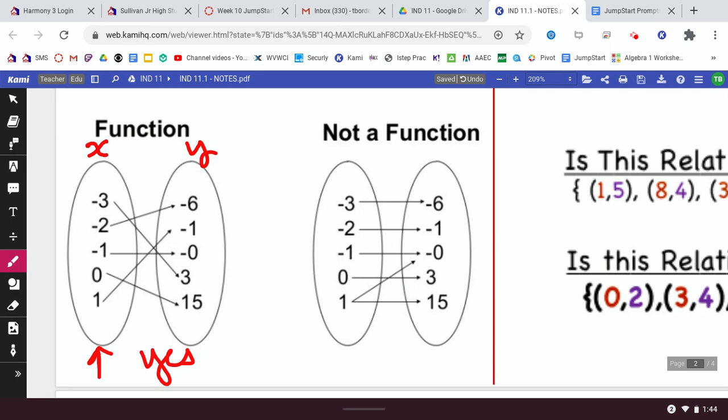Whereas the second example, right, it's not a function. Who's our offender? Yeah, this is our cheating x right here, because that x is going out to the 0 and it's going out to the 15. So x equals 1 is our offender, or our why it fails the test.